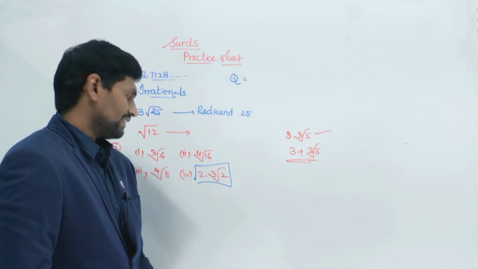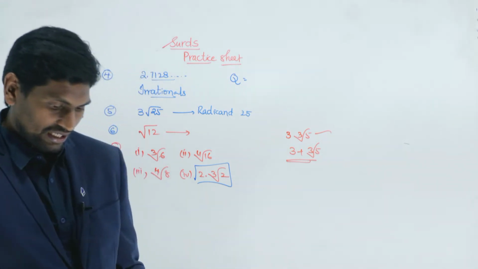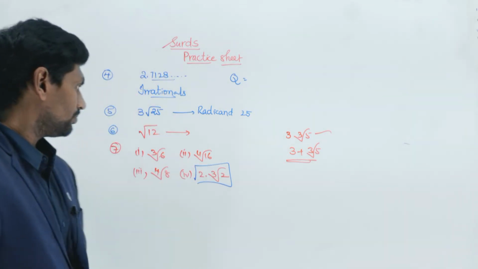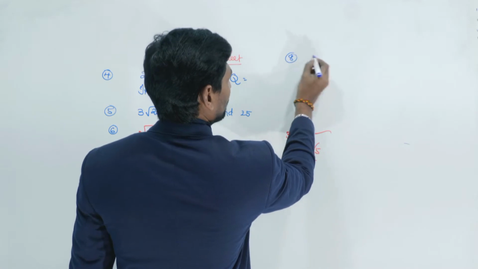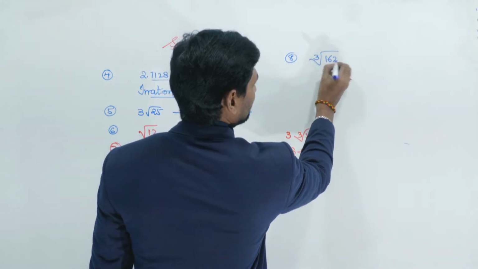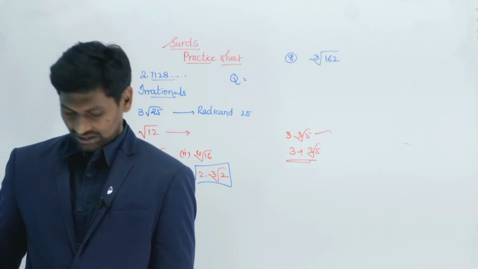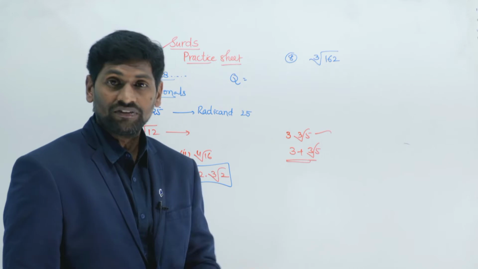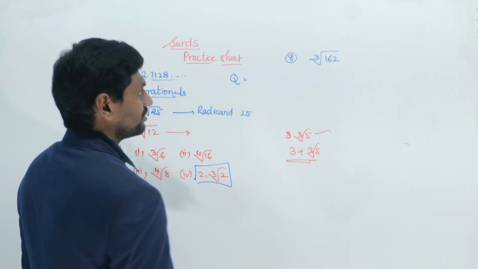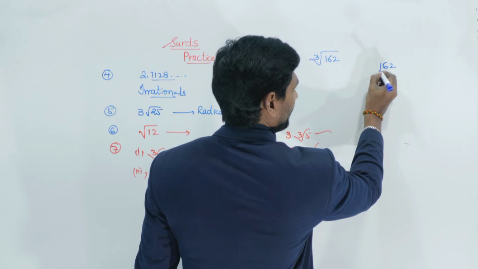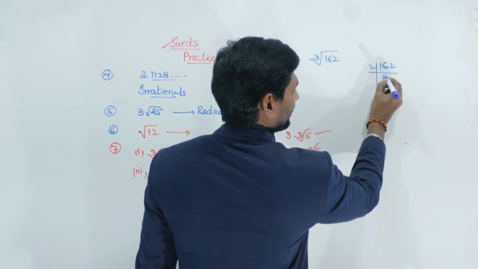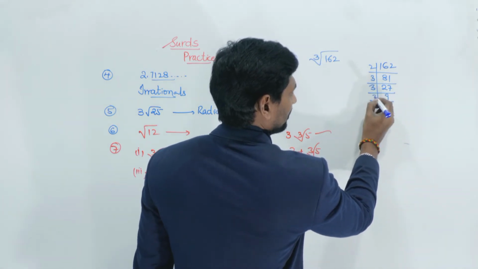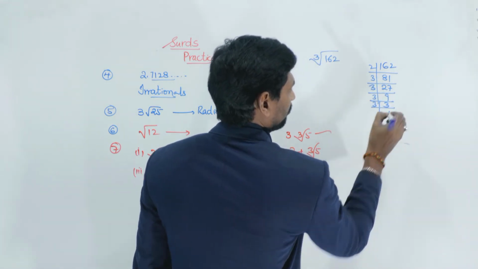Let us go to the next question. The simplest form of cube root of 162. We are asked about the simplest form of cube root of 162. How to find the simplest form of this number? First of all we need to find the prime factors of 162. Let us try here. 162: 2 times 81, 3 times 27, 3 times 9, 3 times 3 and 3 times 1.